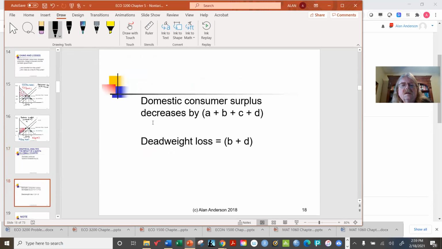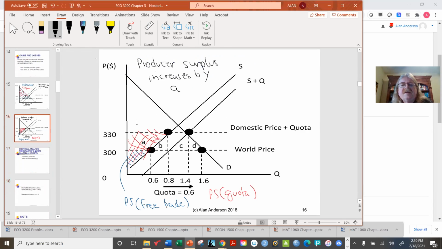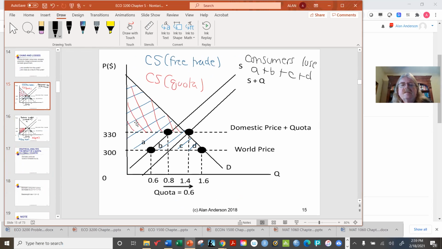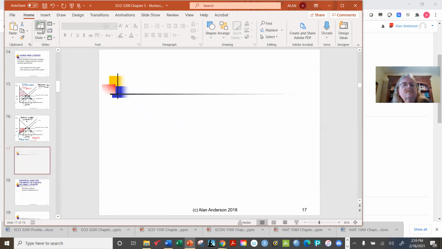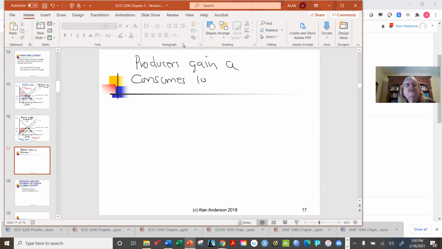Okay, now the consumers lose A, B, C, D. We've already seen that. So A, B, C, D is gone. A is recovered by the producers. So when you consolidate those, let's bring these all together again. Producers gain A, and we don't even have to bother. We could figure out the dollar amount here if we want to. Consumers lose A, B, C, D.